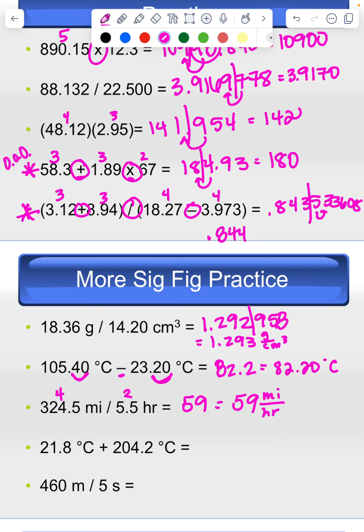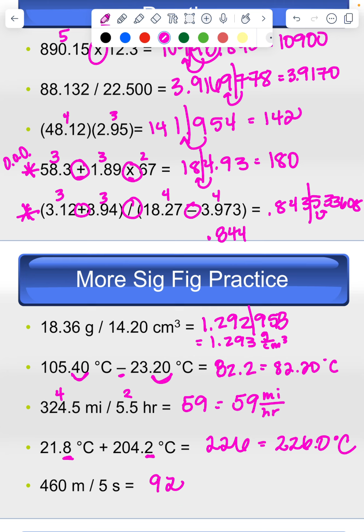All right, we're adding this time, so our raw answer should be 226. All right, so we are looking at number of decimal places because we are adding. So we want 1 decimal place. Well, we don't have any decimal places here, so we need to add 1. So our final answer would be 226.0 degrees Celsius. And then last but not least, we have 460 divided by 5, which does give us 92.